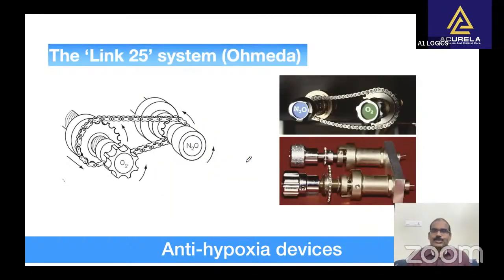The Ohmeda Link 25 system incorporates a chain that links the flow control valves for nitrous oxide and oxygen. There is a mechanical linkage as well as a pneumatic linkage. There is a 14 tooth sprocket on the nitrous oxide flow control valve and a 29 tooth sprocket on the oxygen flow control valve. Thus, for every 2.07 revolutions of the nitrous oxide flow control spindle, an oxygen flow control set to the lowest oxygen flow rotates once.